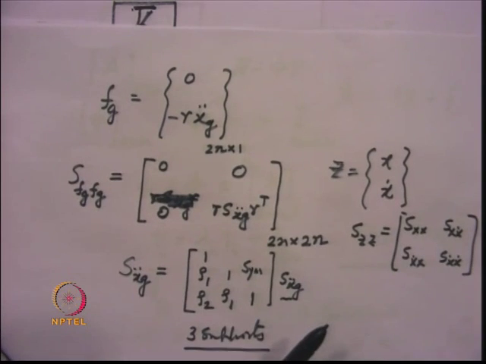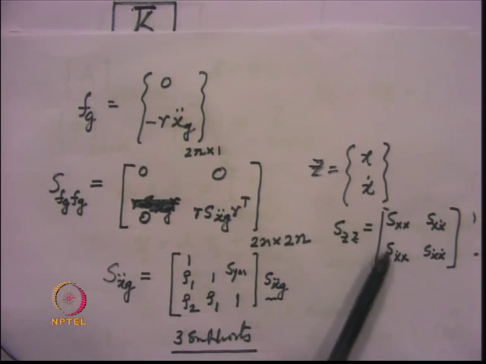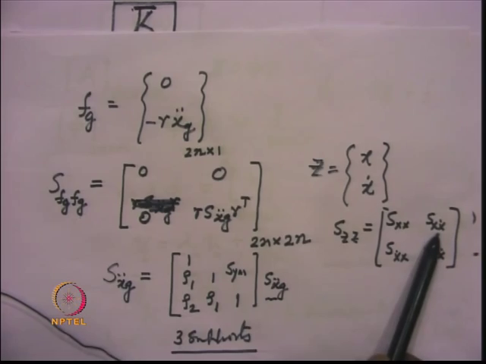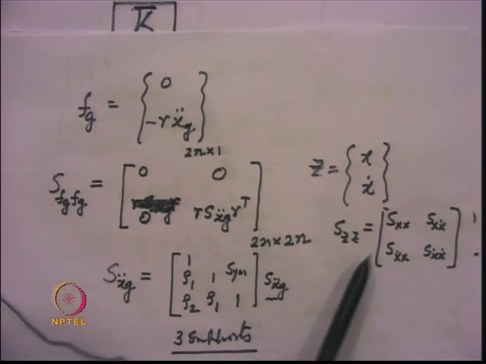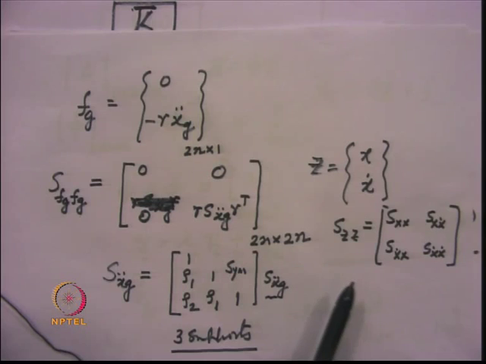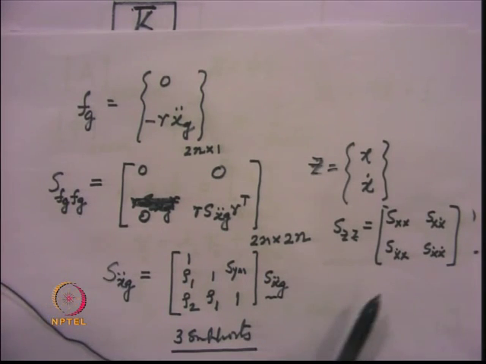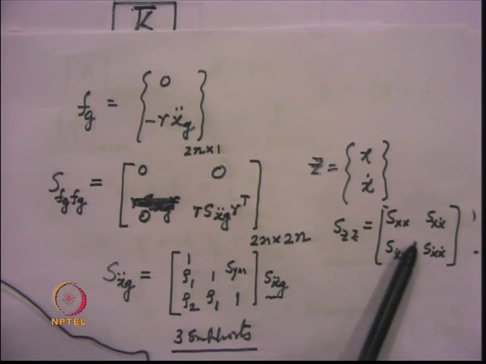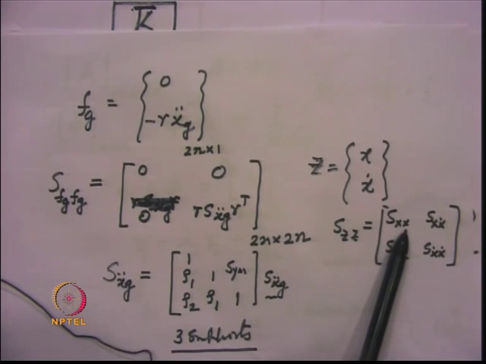And once S_Fg is obtained, then using the equation that we have described before, one can get the values of S_z. Now, S_z in fact contains S_xx, S_x dot x dot, S_x dot x, and S_x x dot, because z is defined like this. Therefore, the S_zz matrix will be of 2n by 2n size, made up of n by n blocks. So, we can choose the appropriate terms from this matrix to obtain the power spectral density function of any response quantity in the structural coordinate, that is x.